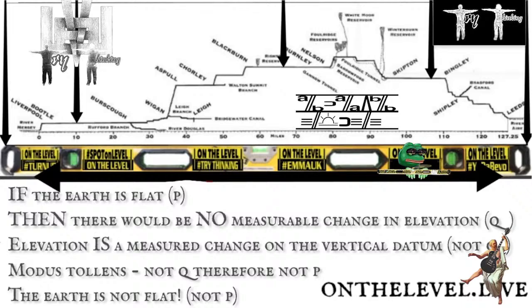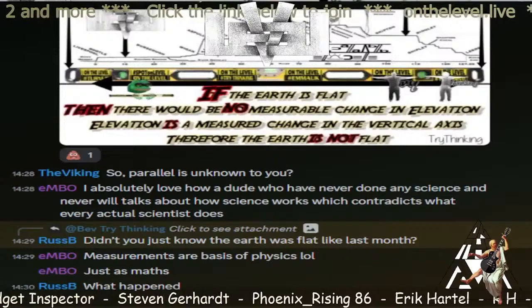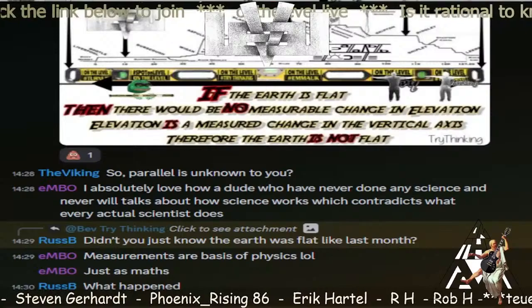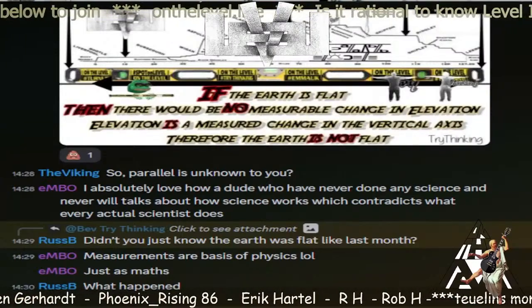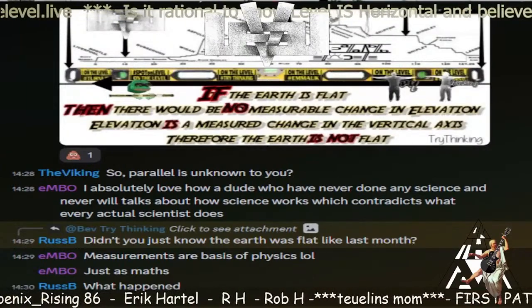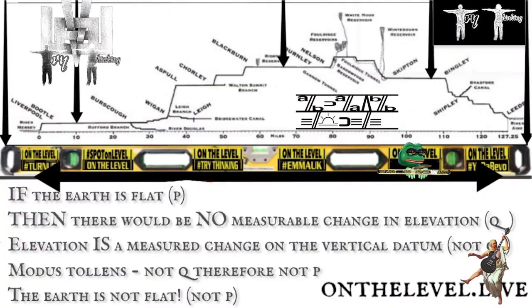I mean, we can read out the entire if-then again, if it's needed. Read it one more time, just so I can hear it again. If the Earth is flat, then there would be no measurable change in elevation. Not Q. Elevation is a measured change in the vertical axis, therefore not Q. Therefore, Earth is not flat. But the refutation to the argument being that there's some sort of conflation going on between a baseline and topography is just a straw man, because that's not the case for anybody who actually reads the argument.